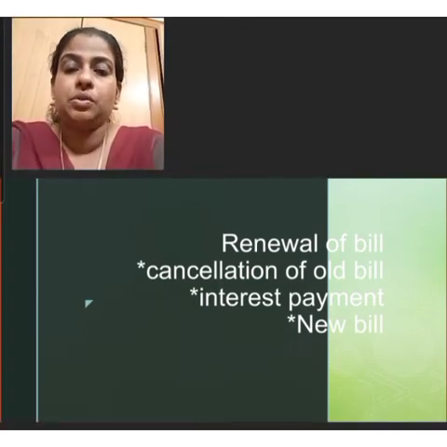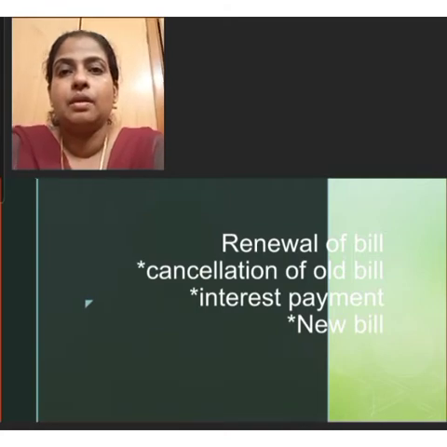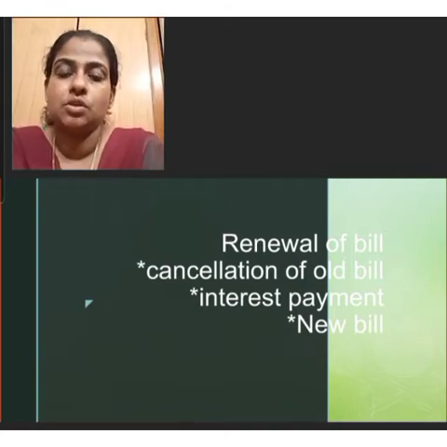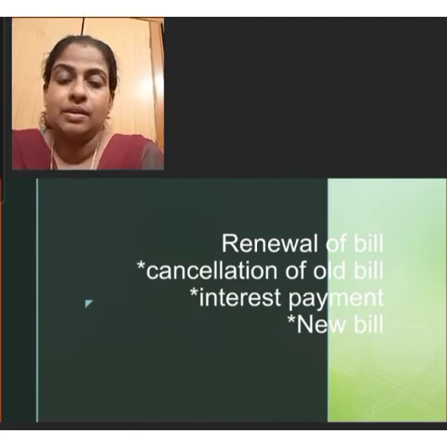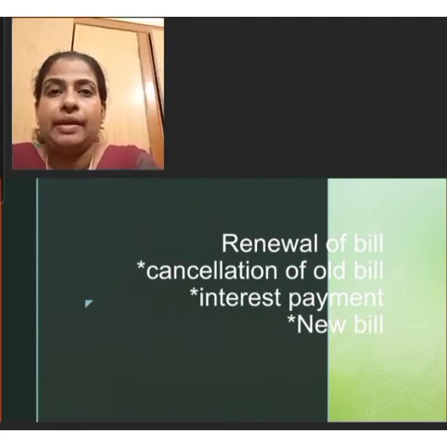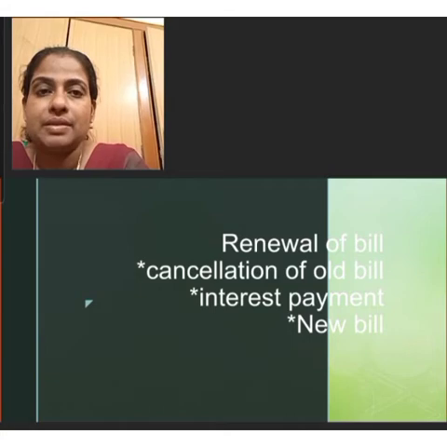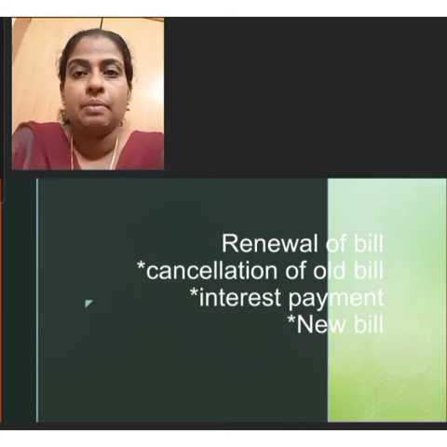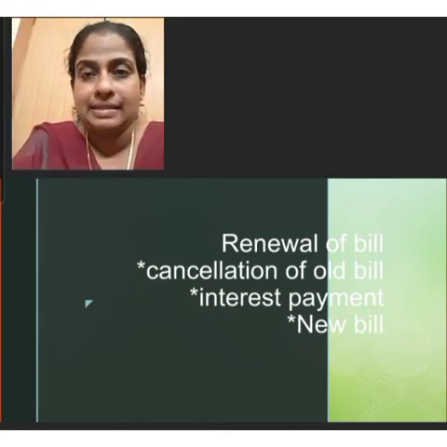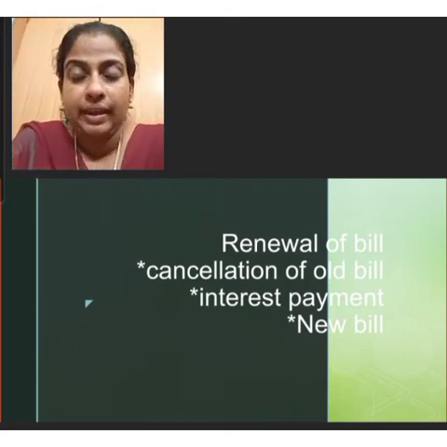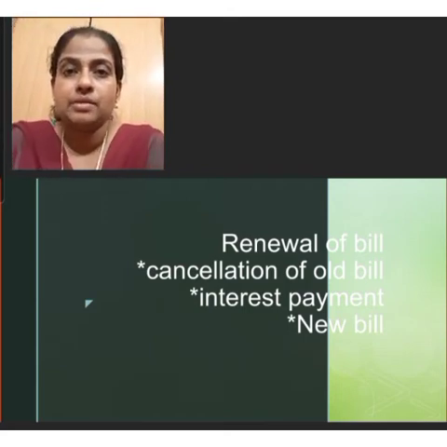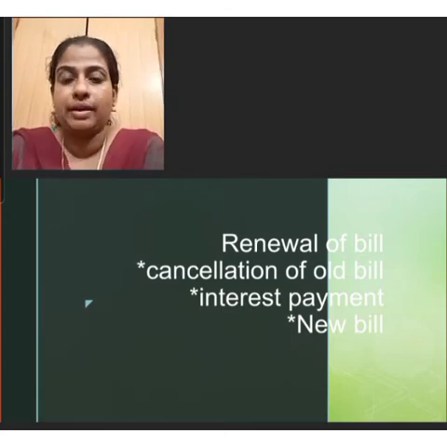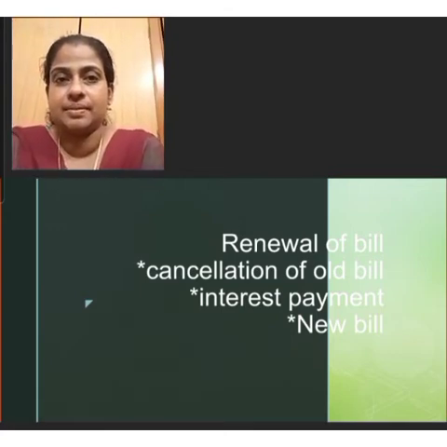Now we are going to solve one problem. Mr. A sells goods to Mr. B costing rupees 1450 and draws on him a 4 months bill of exchange for the amount, which Mr. B accepts. Mr. A discounts the same with the bank and pays rupees 7.25 as discounting charges.